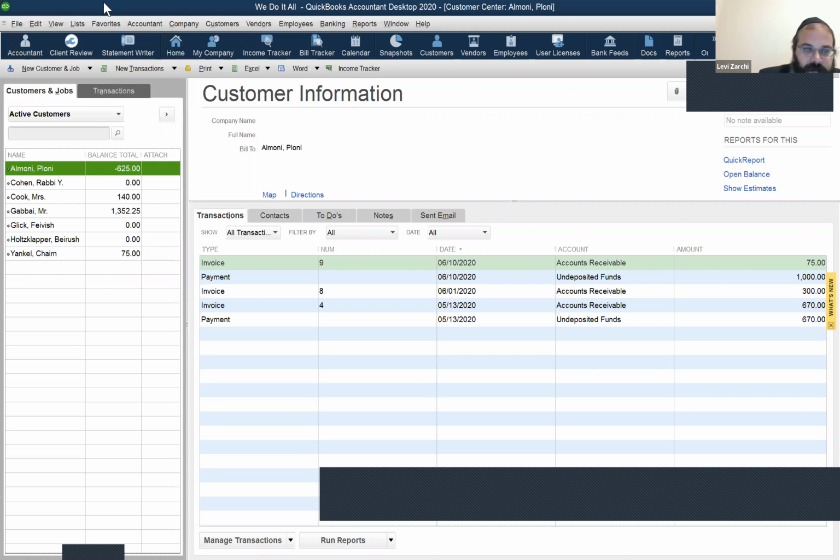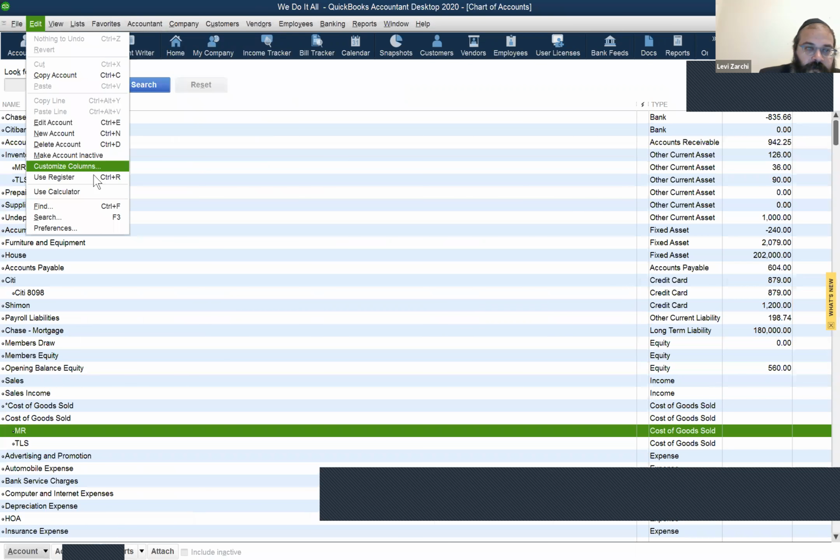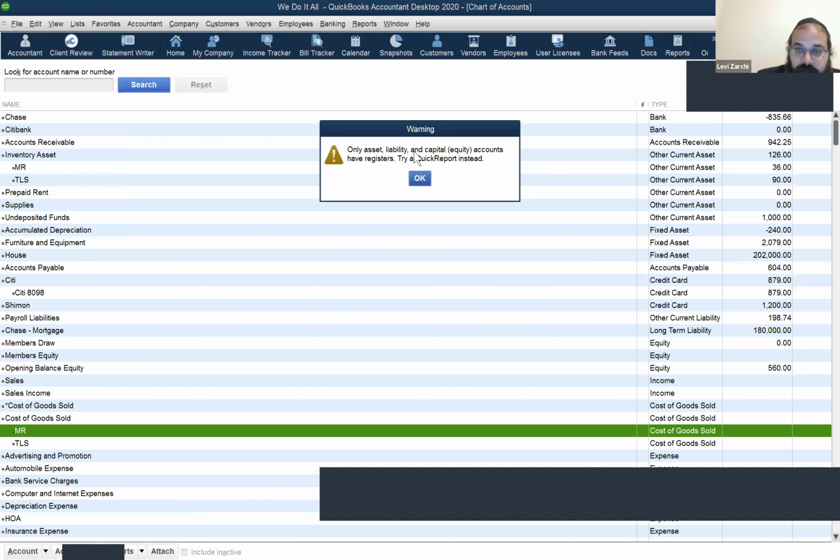Let's go back to accounts, edit, account. Okay, we did everything for here. Use register. It's going to give me a register for that. Only asset, liability, and capital accounts have registers, which basically means the permanent accounts, right? Assets equals liability and owner's equity. Equity is capital. You got it in one sentence. What is equity? Whatever capital I have in the company.